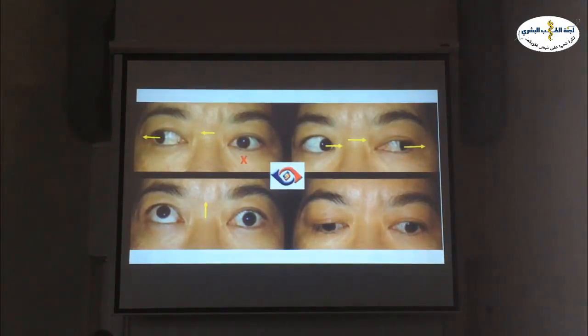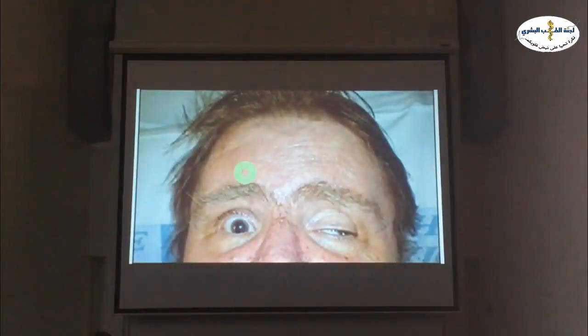When you ask him to look up, the right eye looked up, the left eye didn't. When you ask him to look down, the right eye looked down and the left eye didn't. So when we have a problem in looking at different directions, the nerve that supplies different muscles is the oculomotor. So we know this is an oculomotor nerve problem. Same condition as the two we saw before. Lid drop, the eye is looking down and lateral, oculomotor nerve palsy.